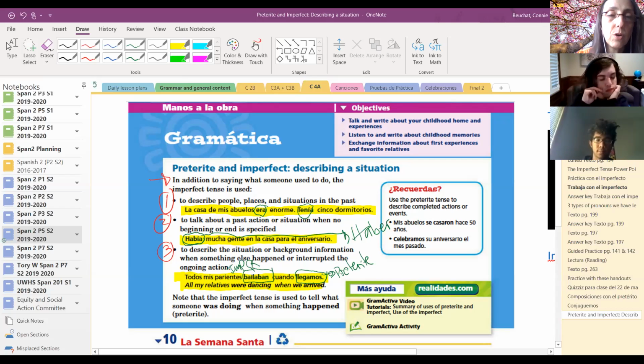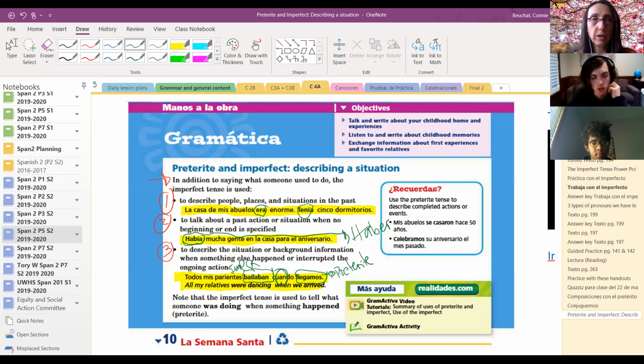So in other words, something was happening. In this case, they were dancing when we arrived. So which one is telling you that it's a one-time event? The preterite. Llegamos is: this happened. We arrived, right? And it happened while something else was going on in the past. So the something else going on in the past will be in the imperfect.